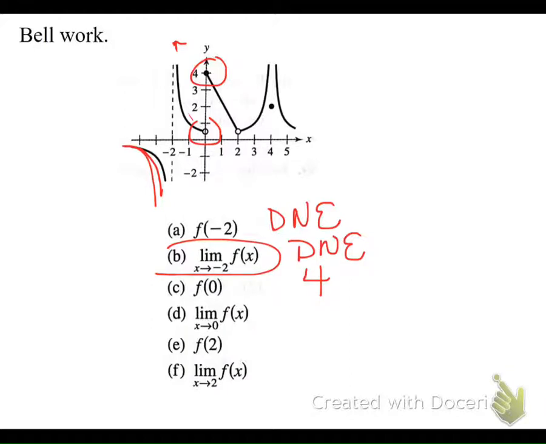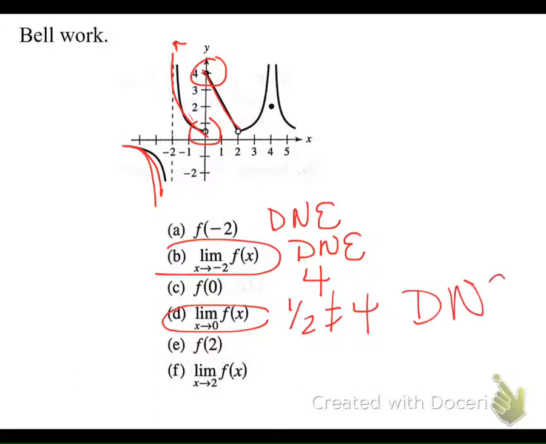Okay, the limit as x approaches 0. Well, the limit from the left would be 1/2. The limit from the right would be 4. Since those aren't the same, the limit does not exist.